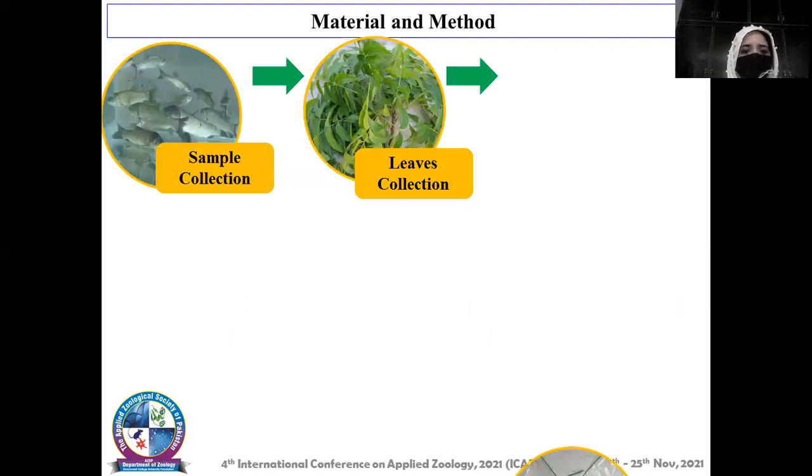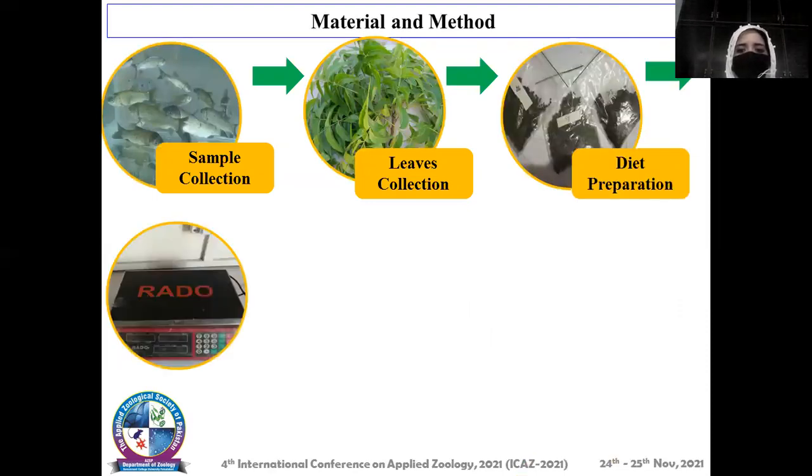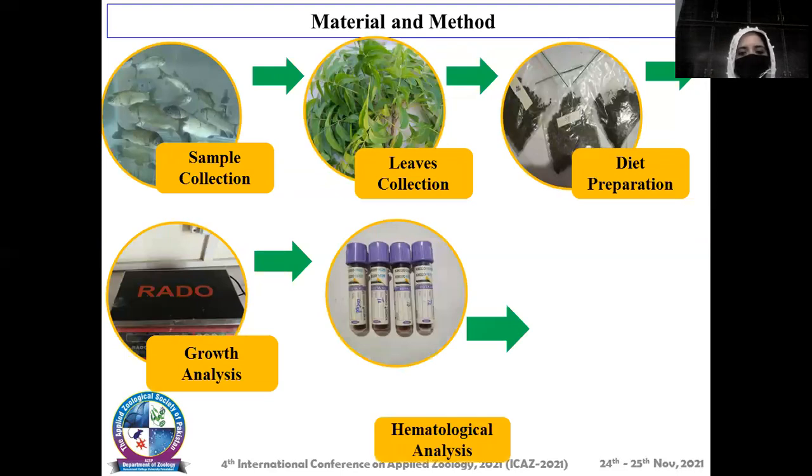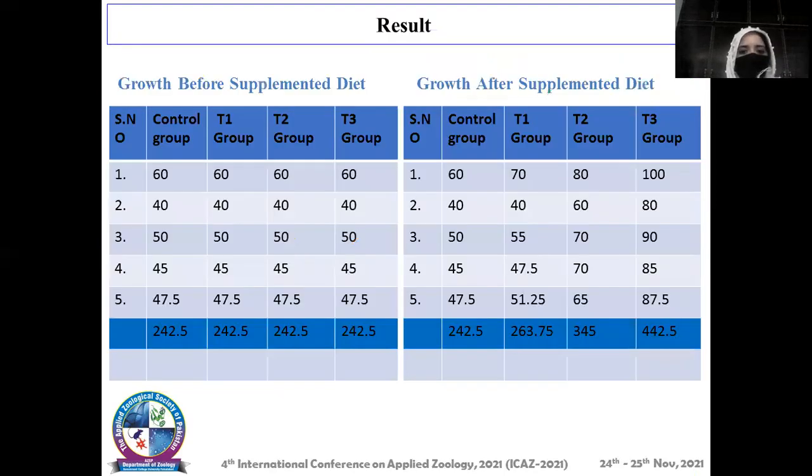The first one is sample collection. The second one is leaf collection. The third one is diet preparation. The fourth one is growth analysis. The fifth one is hematological analysis. And the sixth one is statistical analysis of data.